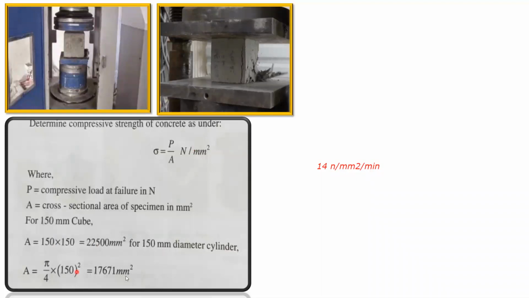And if you are going for a cylinder, this is how it comes out. Since it is a cylinder in shape, we have to use the formula for area, pi by 4 into d square, where the diameter of my cylinder is 150 mm. So try to do this, right? But for our calculation we have taken a cube, so we'll be taking this particular value of 22500 mm square as the value for the calculation.